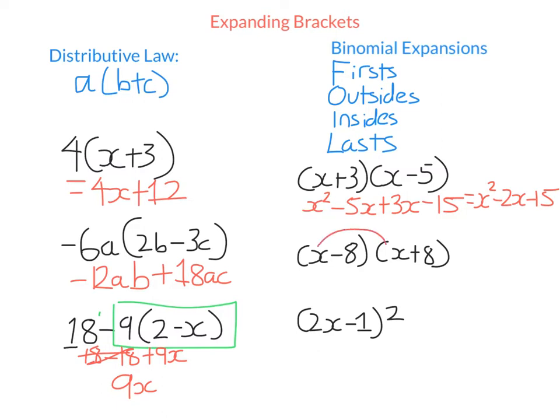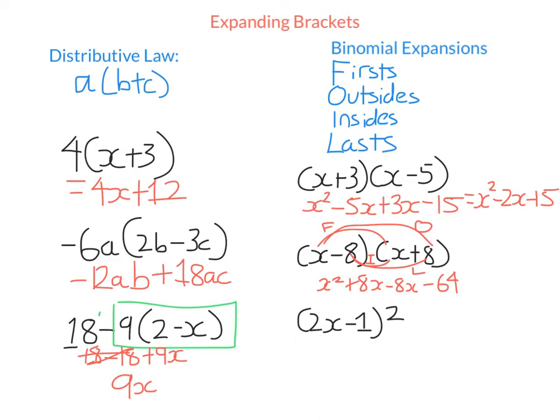So we're going to do something similar here. So we're going to go first is x times x. O for outsides is x times positive 8. I for insides is x times negative 8. And then finally L for lasts, minus 8 times positive 8. Negative times a positive equals a negative.